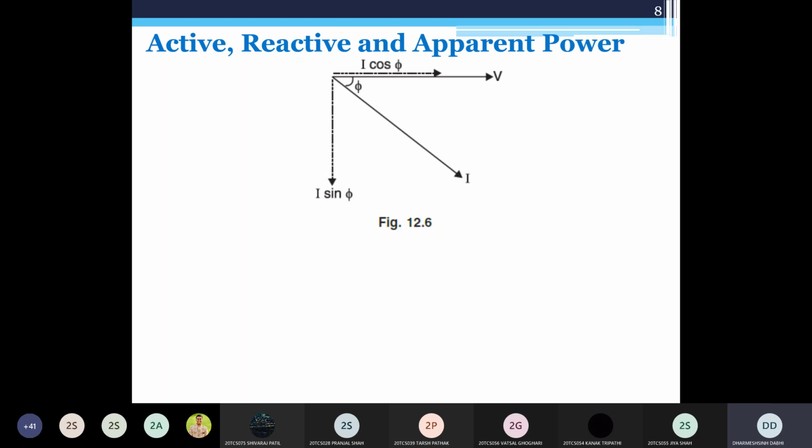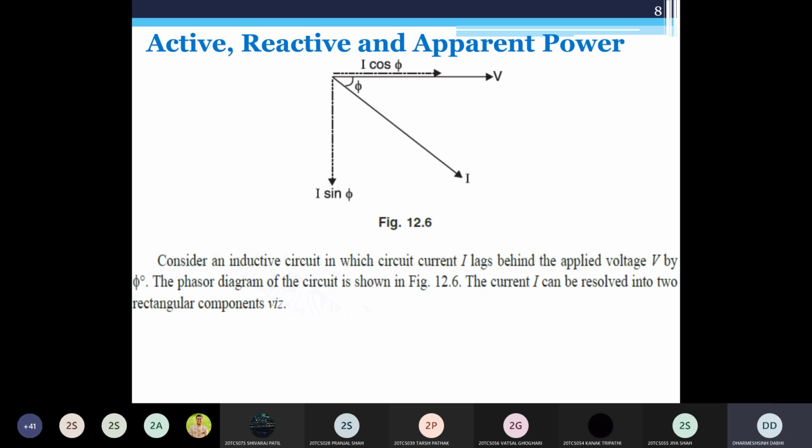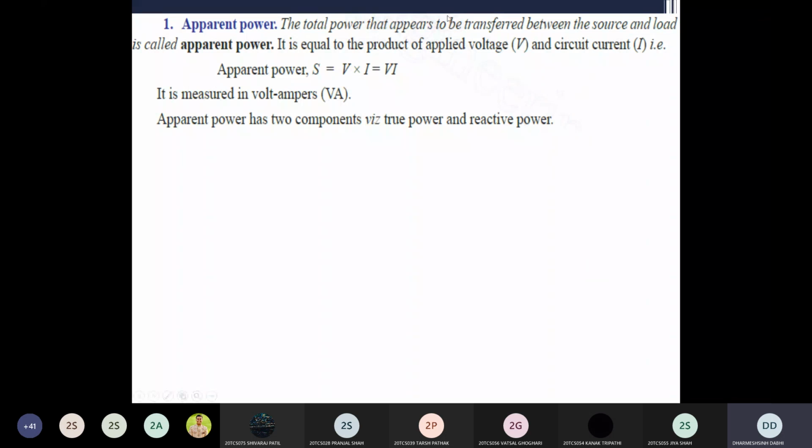So in this circuit, what is your apparent power, or how do we derive the equation of apparent power? Apparent power is nothing but the vector summation of active power and reactive power. Clear? The exact definition of apparent power is the total power that appears to transfer between source and load. It means how much power you actually provide from the supply, that is apparent power, or you can say the total power. Clear?